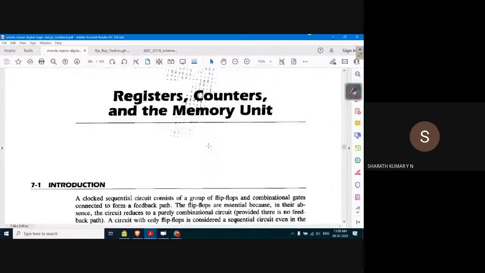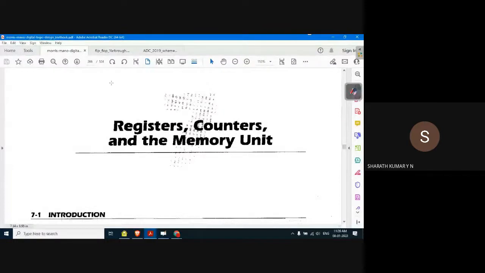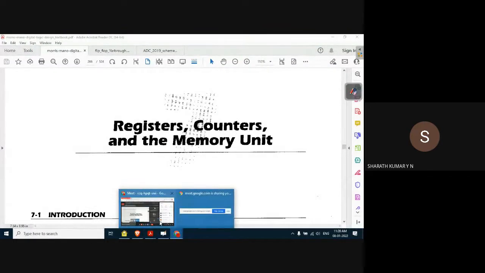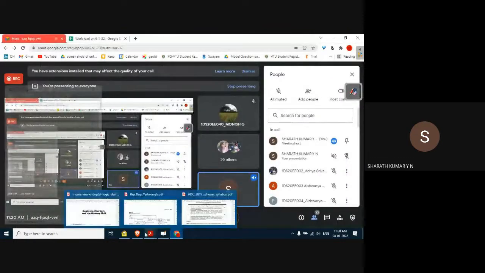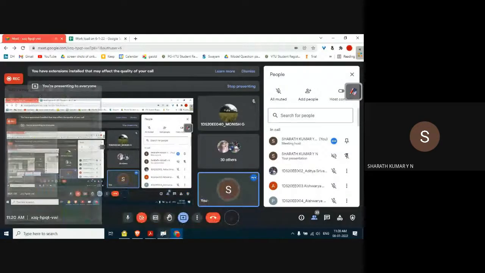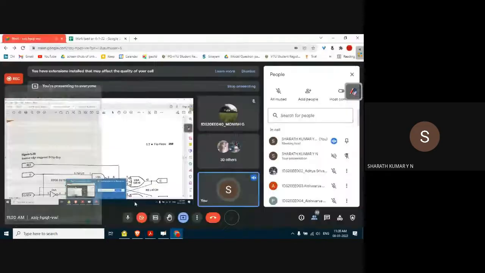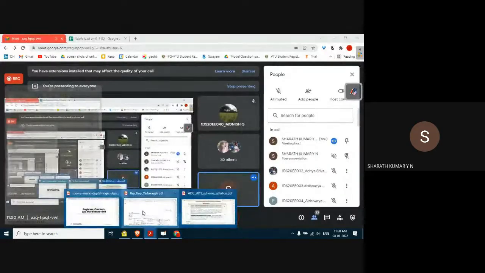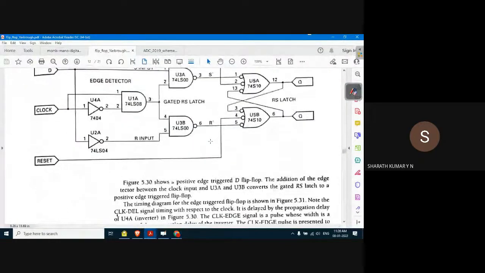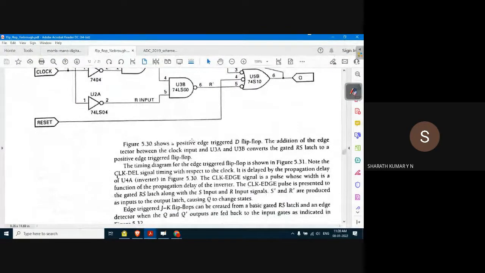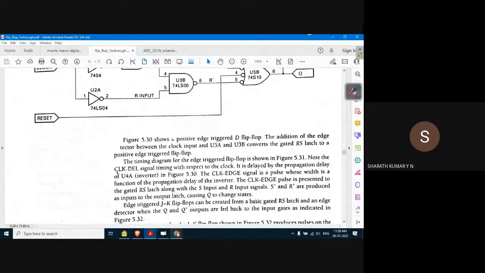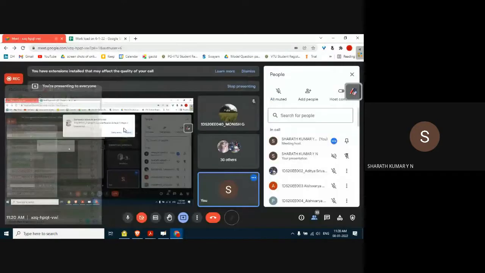Yes, I'm referring to the Morris Mano textbook for this because I don't have the copy of the Yarbrough textbook. So Monday I'll share the pages of Yarbrough, because from Yarbrough I have only till flip flops. I didn't get the textbook home, so I'll share it on Monday.